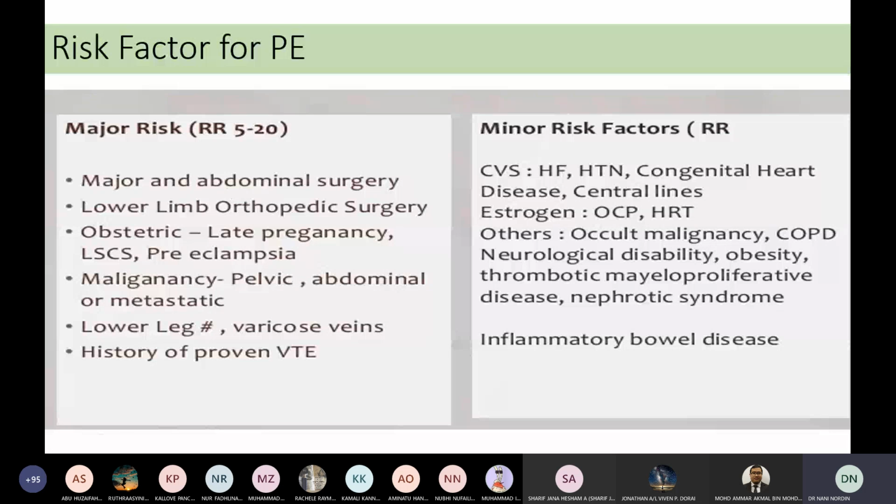Anyone? Why is surgery a major risk factor? It can cause endothelial damage. What else? Activation of the coagulation cascade, okay, because of the manipulation during surgery. What else?